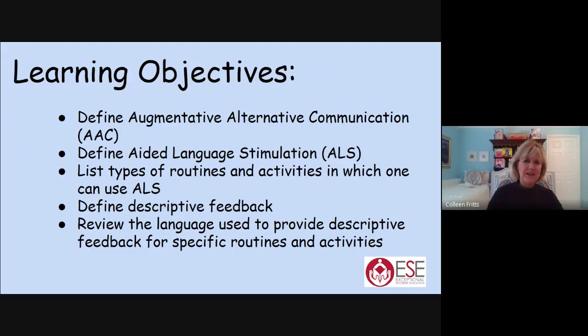All right, so these were our learning objectives today. I hope that we have met those objectives. What we've done is we've defined 3 things. We've defined what AAC is, what aided language stimulation is, and what descriptive feedback is. And we've practiced using ALS, talking about different routines and activities where we could use it. And also we looked at providing descriptive feedback and came up with different activities, different things the teacher might be saying, what the student might be saying, and determining what that descriptive feedback should look like.